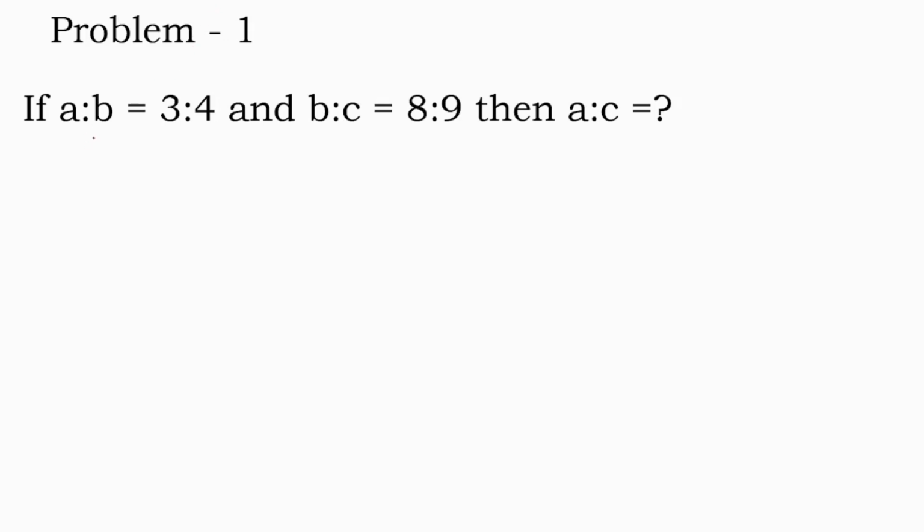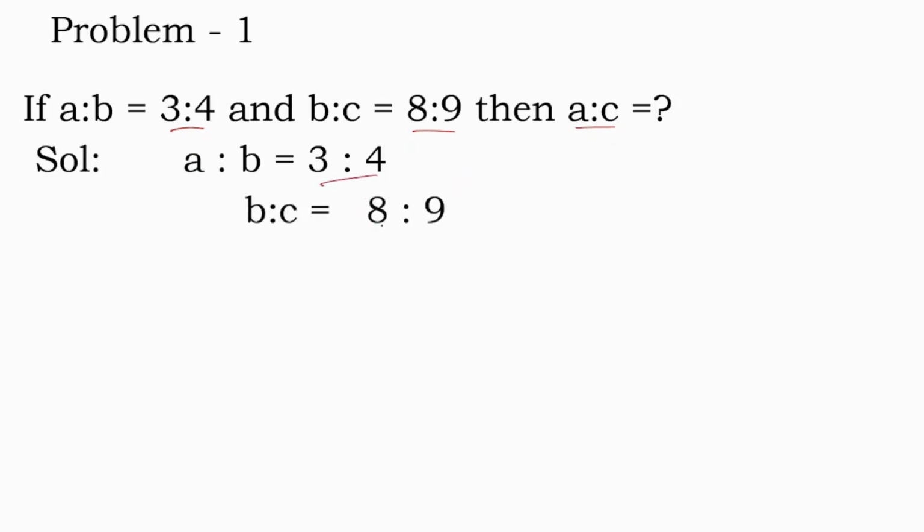See here, a is to b equal to 3 is to 4 and b is to c equal to 8 is to 9. Then what is the a is to c ratio? Given that a is to b equals 3 is to 4 and b is to c equals 8 is to 9, here the term b is common in two ratios. But here the value is 4 and in the second ratio the b value is 8. To equalize the b value as 8, it is to be multiplied by 2.